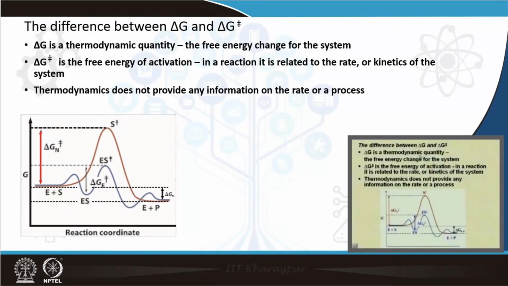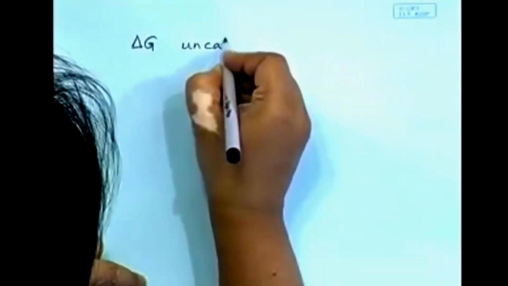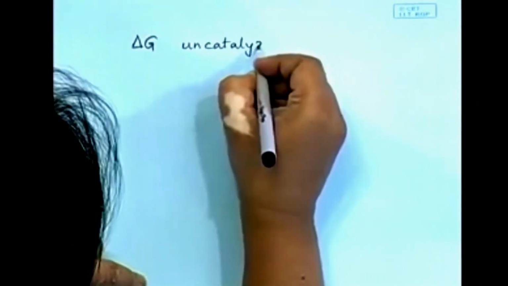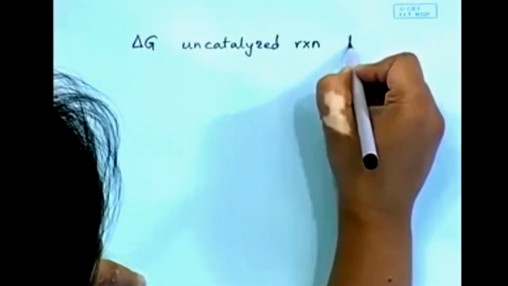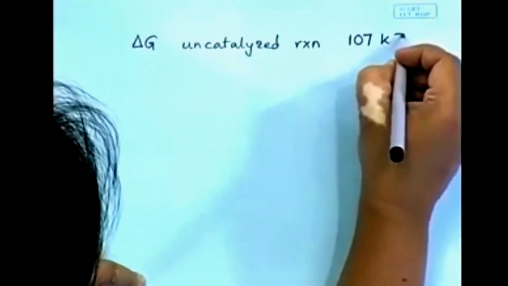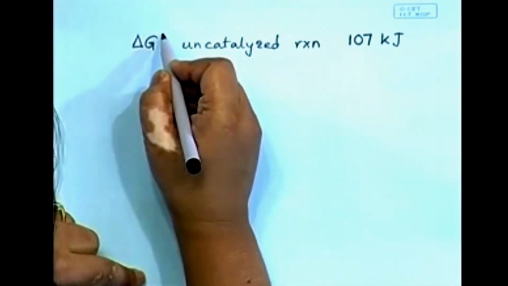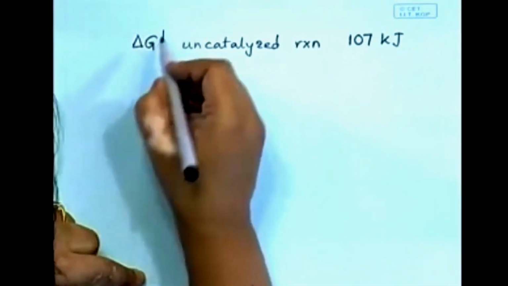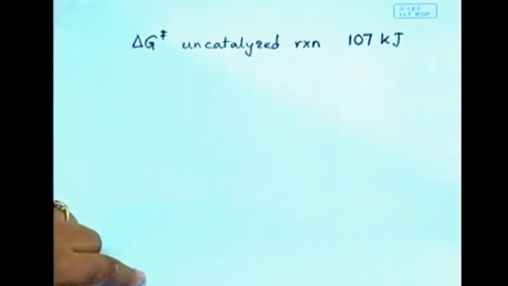Okay? So if we just consider 2 reactions here, say we have a delta G dagger for an uncatalyzed reaction, an uncatalyzed reaction that corresponds to 107 kilojoules. So this is just delta G corresponding to the activation. If I put this, what does this mean? It means it's the activation.